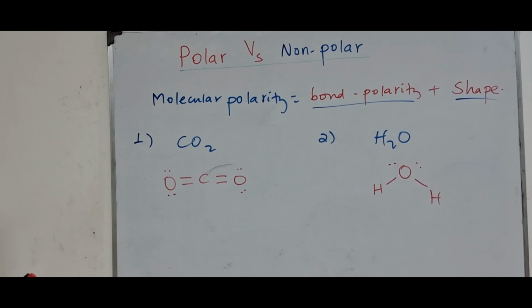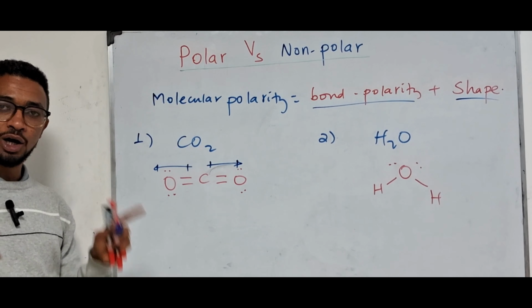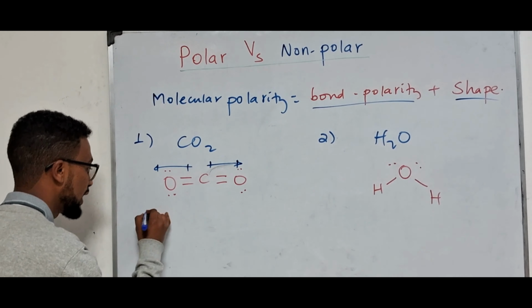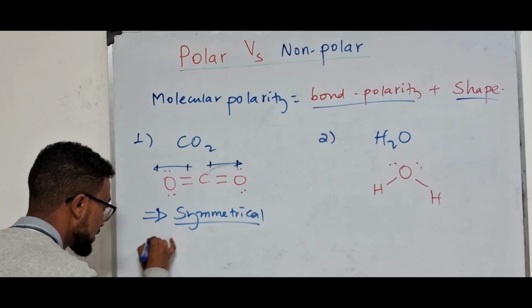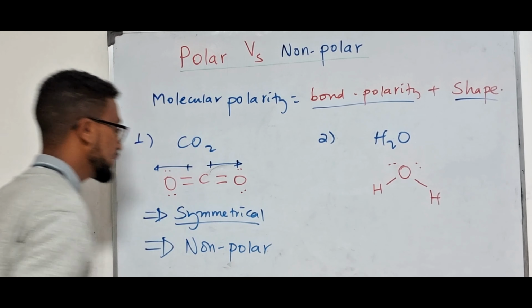Now let's look at these two dipole moments. As you can see, they are pointing in opposite directions. This makes them cancel each other out. So carbon dioxide is symmetrical. These two dipole moments are symmetrical as the shape is linear. So this is a symmetrical molecule, and its polarity will be non-polar. Carbon dioxide is non-polar. This is due to the fact that the shape is symmetrical.